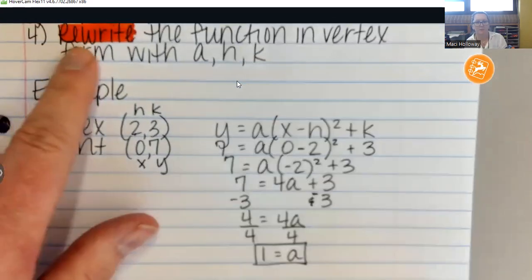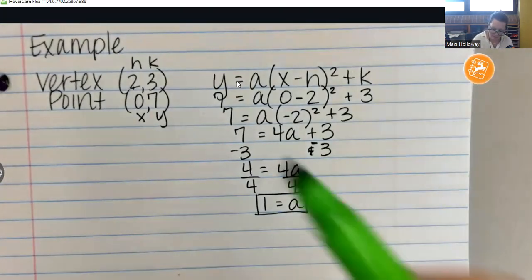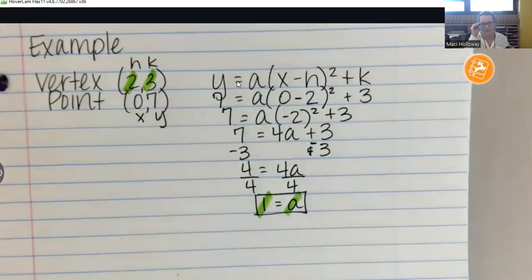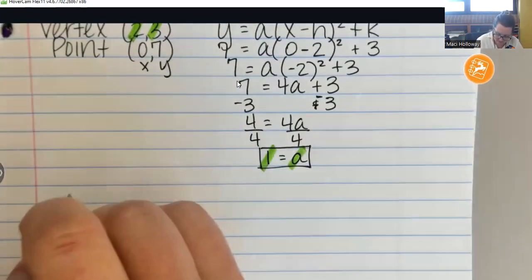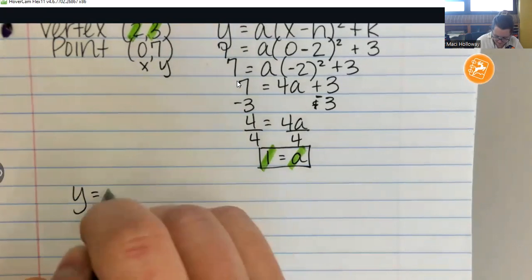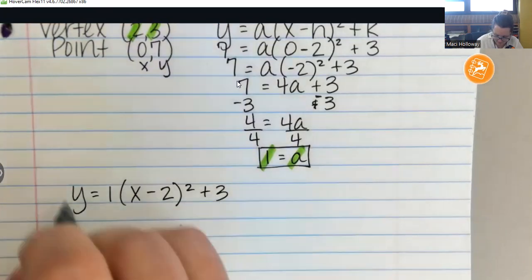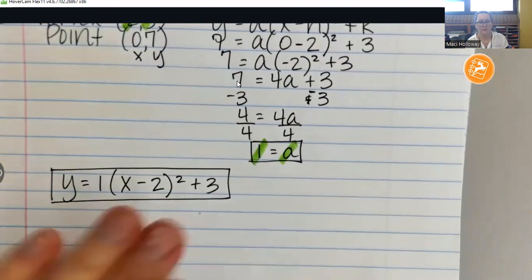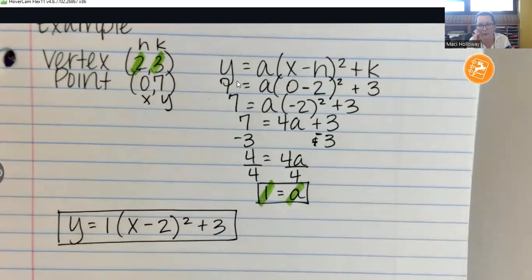Now our last step is to rewrite the function in vertex form with a, h, and k. We're not going to use the point again. We're just going to be using a, h, and k, and writing it back into vertex form. So our answer is y equals 1 times x minus 2 squared plus 3. This is our function. We could graph this and see if (0, 7) is on the graph, and we would see that (0, 7) is in fact on the graph.